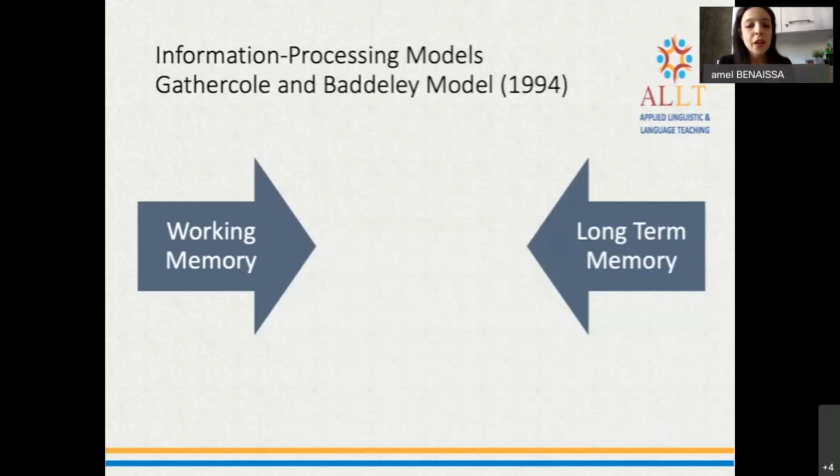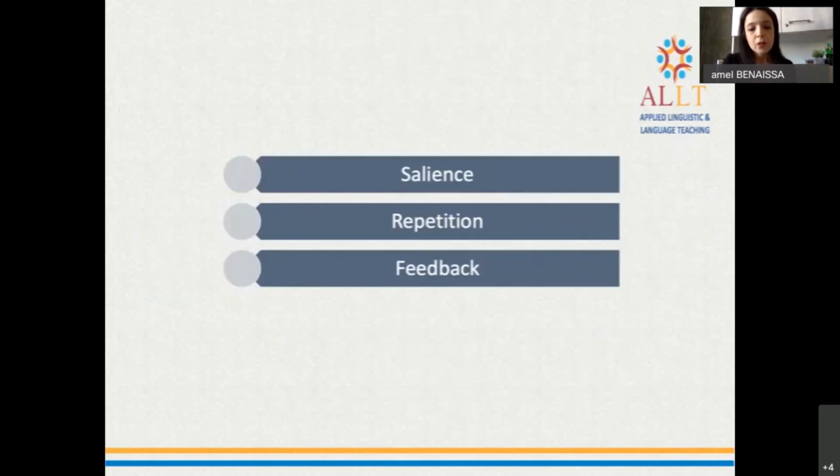In other words, the aim would be for learners to transfer the vocabulary from working memory, which is limited in capacity, because this is the first contact that students have with the language, like an introduction, to long-term memory, which is larger in capacity, and where the learners can use vocabulary more spontaneously. Okay, so there are three elements that need to be considered.